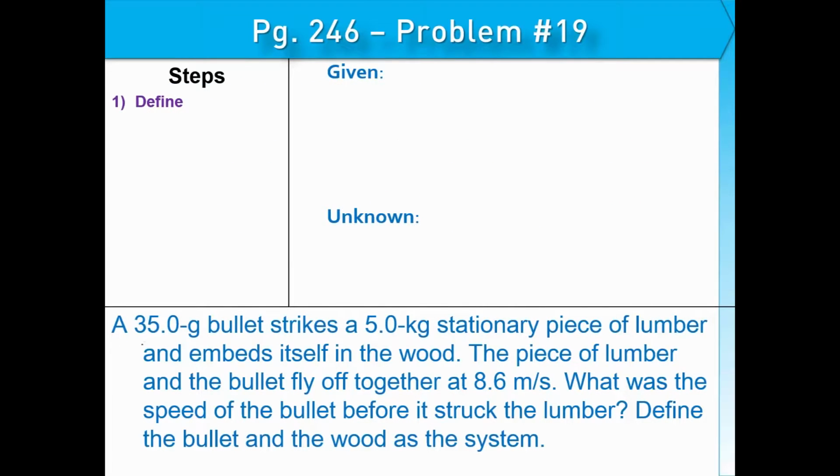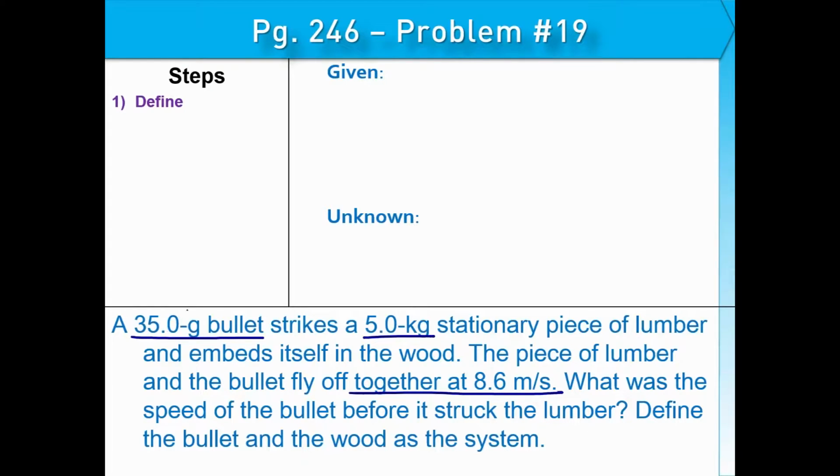Okay, in this problem you have a 35-gram bullet. It strikes a 5 kilogram stationary piece of lumber and embeds itself in the wood. The piece of lumber and the bullet fly off together at 8.6 meters per second. What was the speed of the bullet before it struck the lumber? Define the bullet and the wood as a system.